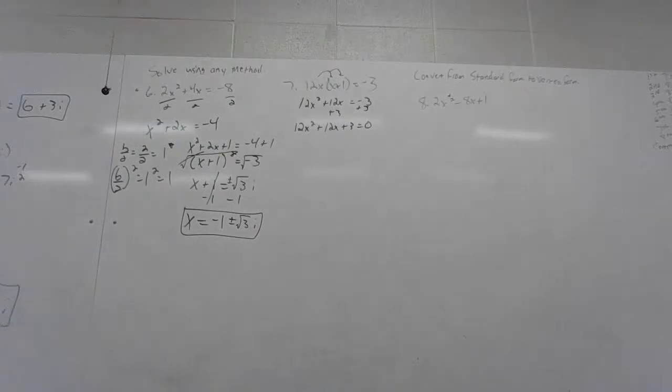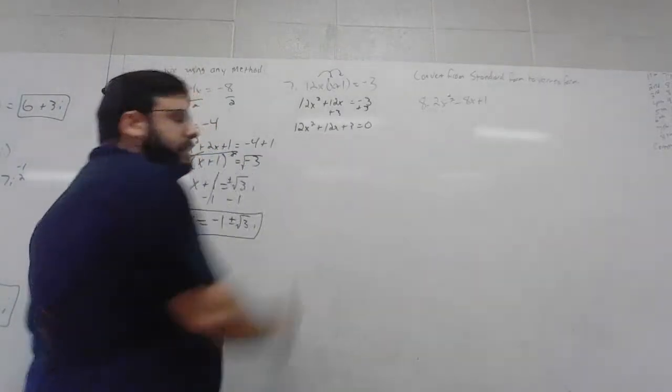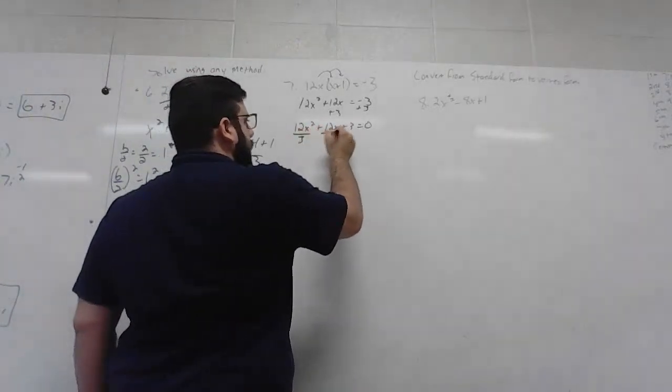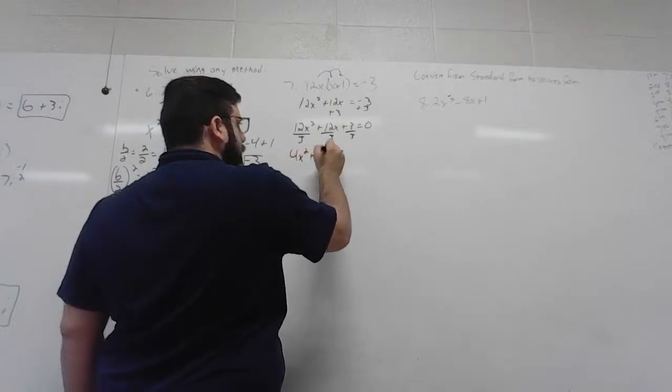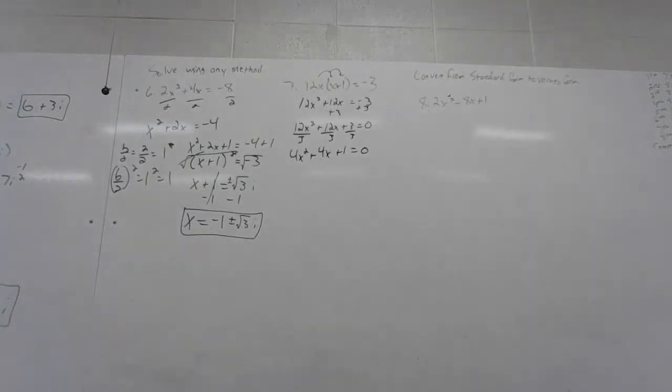Also, I want to do one more thing before I start. If you're working a quadratic equation and you notice that all 3 of your terms have a common factor, divide it out. Make it easier on yourself. For example, all 3 of these terms are divisible by 3. So I'm going to divide everything out by 3. So that's 4x squared plus 4x plus 1 equals 0.